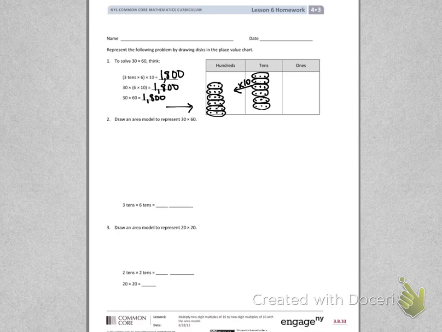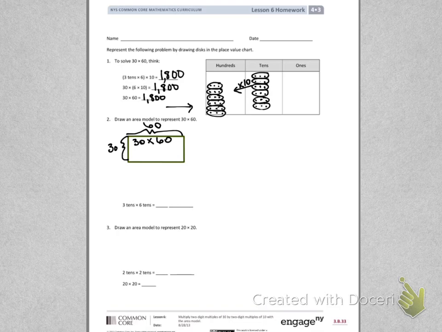Problem number 2. Draw an area model to represent 30 times 60. Well, an area model is going to take some sort of rectangle. And we want to do 30, so I'm going to let that be 30, times our 60. We know area is length times width. So we have 30 times 60.